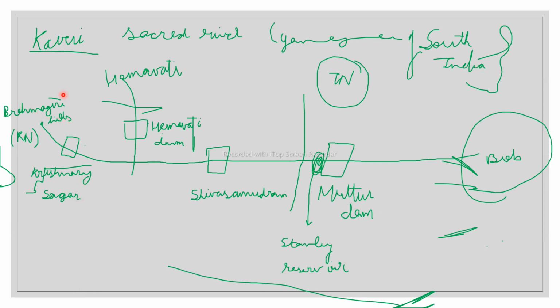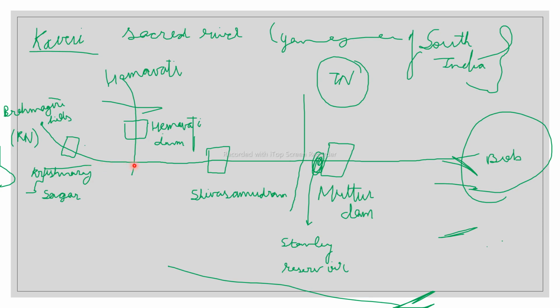So here you can see Brahmagiri Hills. Brahmagiri Hills in Karnataka is the place from where the Kaveri river is originating. Now there is a dam that is coming in the way, and this dam is known as Krishna Raj Sagar Dam.